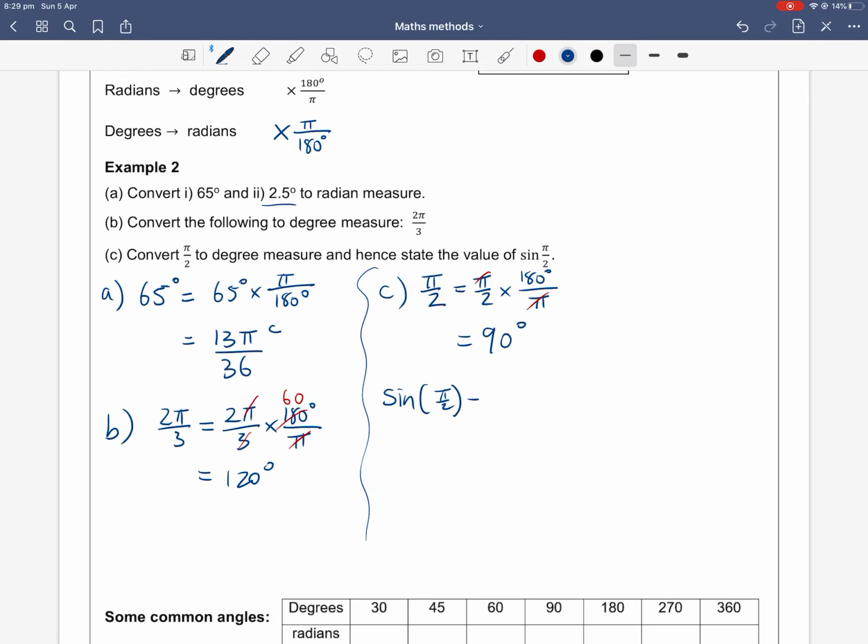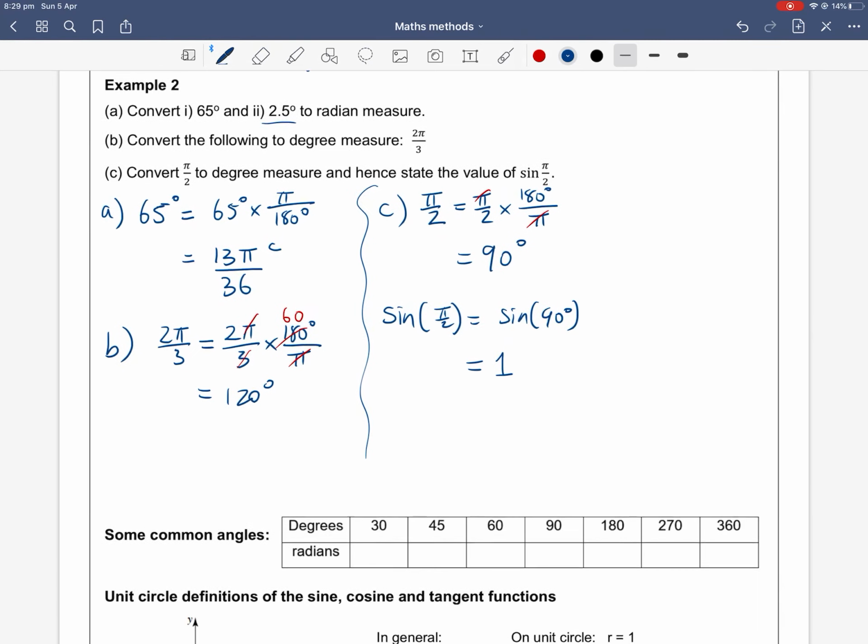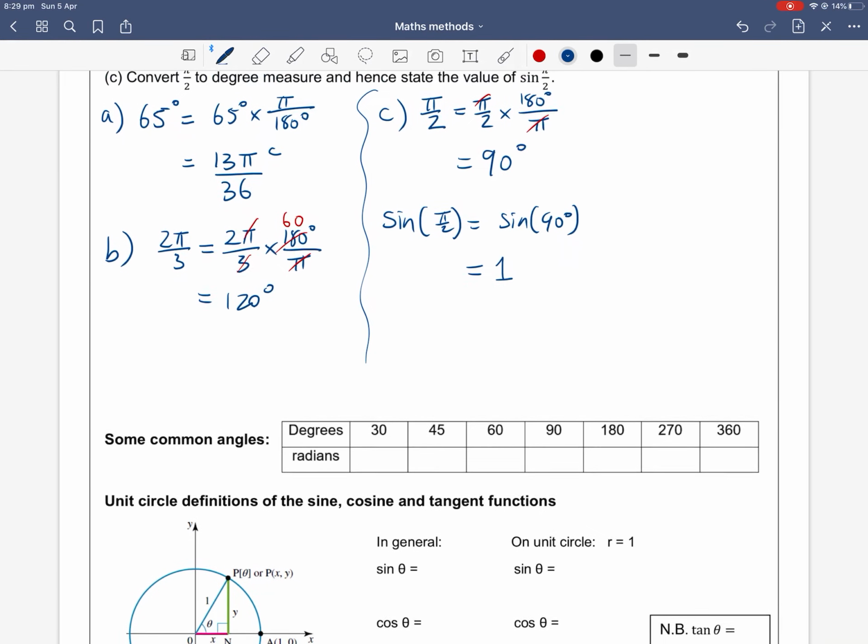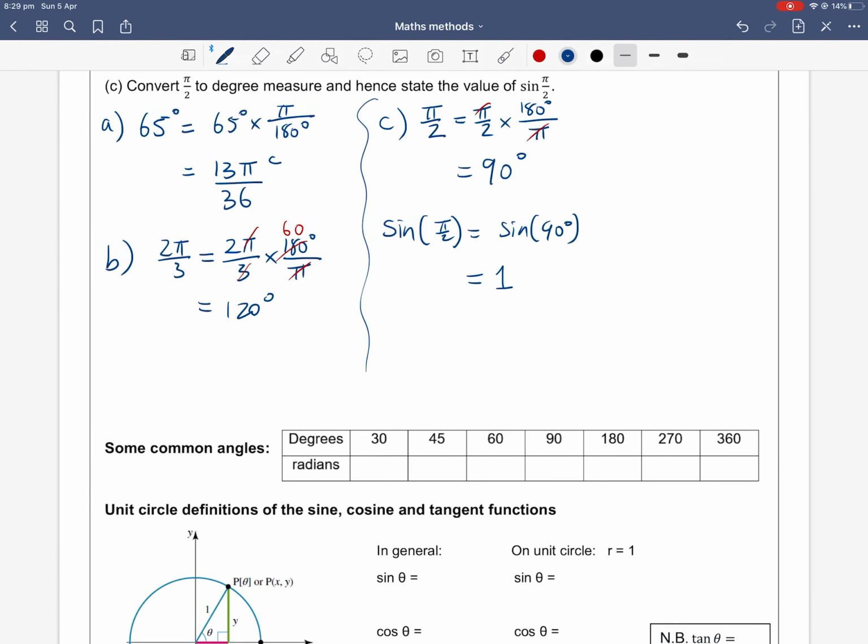So sine of pi on 2 is the same as sine of 90 degrees. And sine of 90 degrees is 1, either by unit circle or looking at the sine graph. And a throwback to some of the common angles that we're used to: 30, 45, 60, 90, 180, 270, 360 degrees. So radians, 30 degrees to radians, so 30 divided by 180 gives you 6, so it's pi on 6.